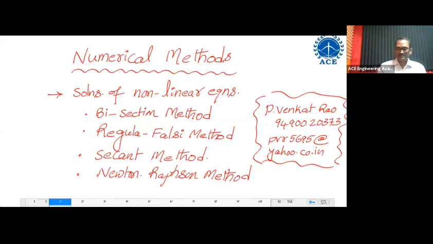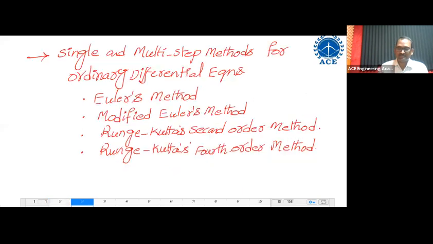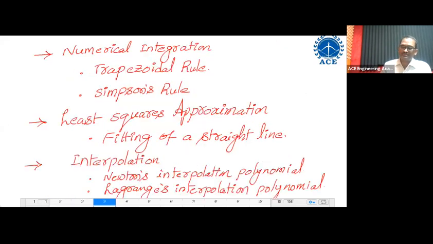So this is the civil syllabus, both for GATE and engineering services examination. For civil engineering students, all these topics are there in the syllabus. For mechanical engineering students, numerical integration will be the last topic. That is, trapezoidal and Simpson's rule will be the last topic for mechanical engineering students.